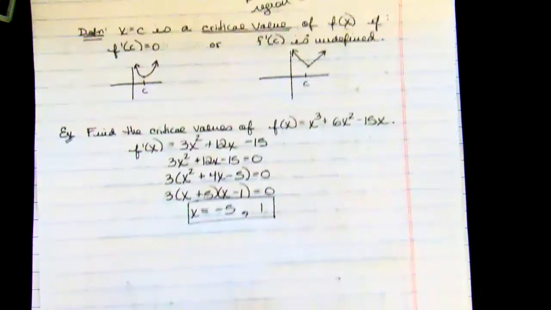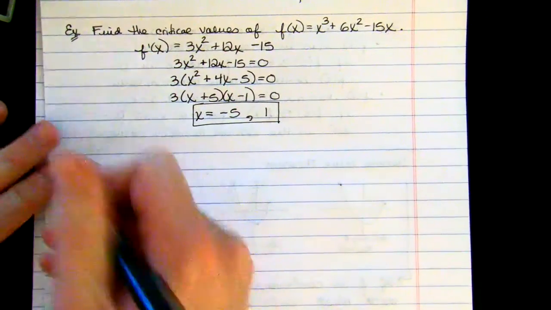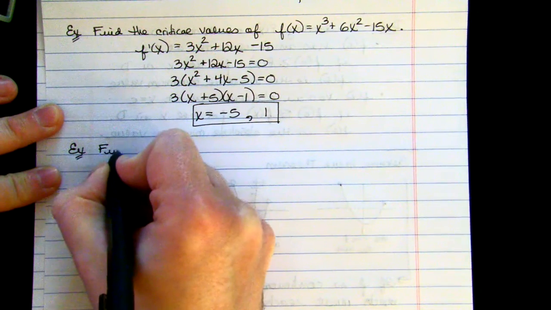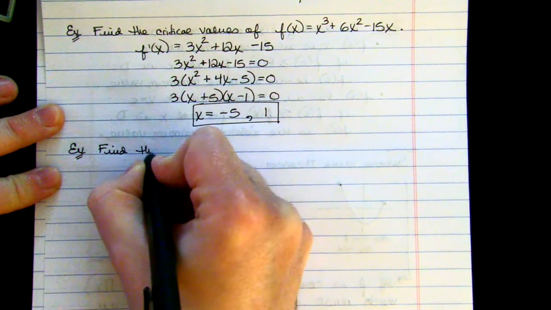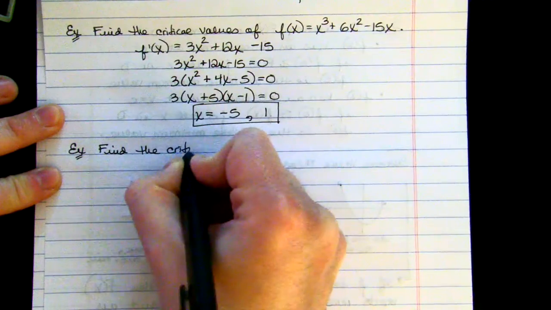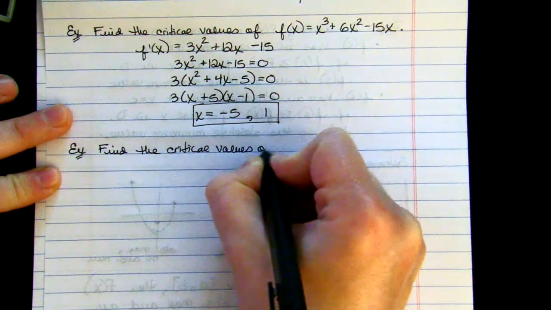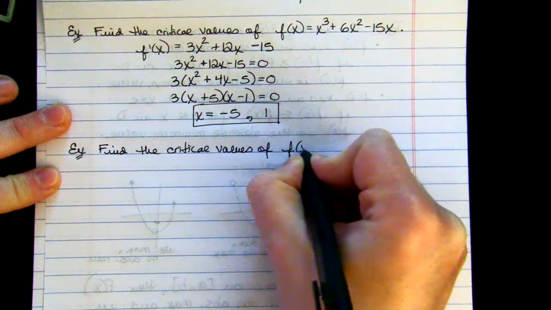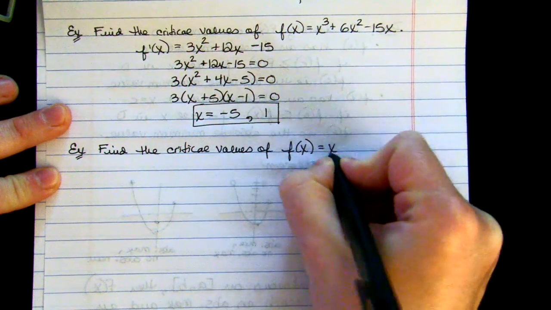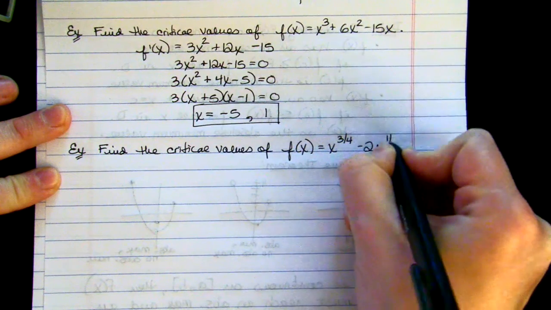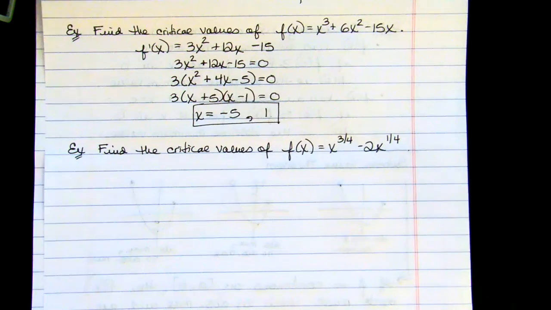Let me show you a few harder examples. Next one, we're going to find the critical values of f of x equals x to the 3/4 minus 2x to the 1/4. And you go take a moment and find your derivative.